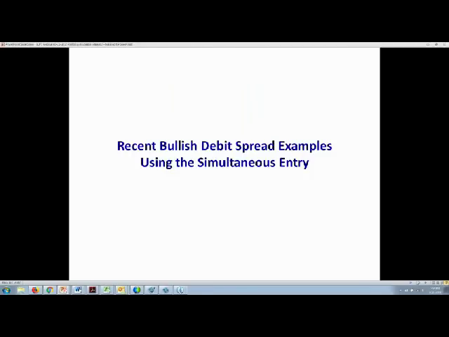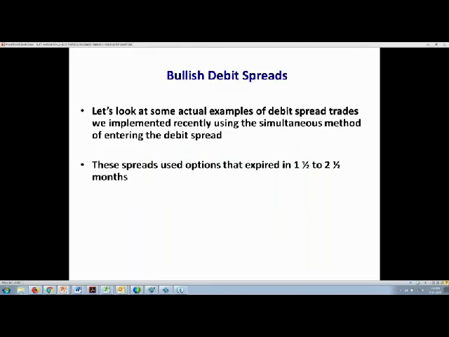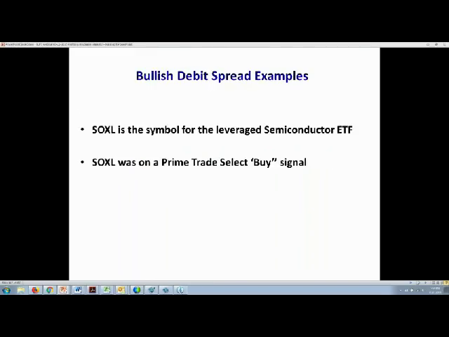With the simultaneous entry, you're buying to open a call option, and then you're selling to open a call option simultaneously with a higher strike price. So that's how we enter a simultaneous debit spread. Here's a trade we took recently. This is for SOXL, and that's the symbol for the leveraged semiconductor ETF.